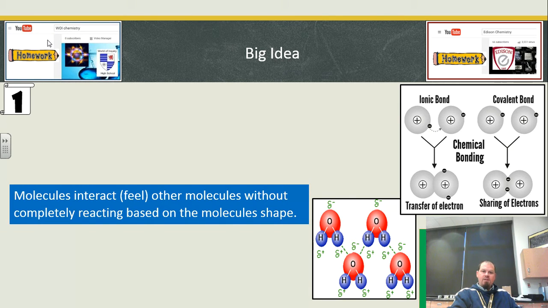Molecules interact or feel other molecules without completely reacting. Once they've been made, sometimes they affect their neighbor without actually bonding. That's what that little picture at the bottom with water is. And you see those little squiggly lines. We'll learn what that means. And you see there's pluses and minuses. We're going to deal with more pluses and minuses this unit.